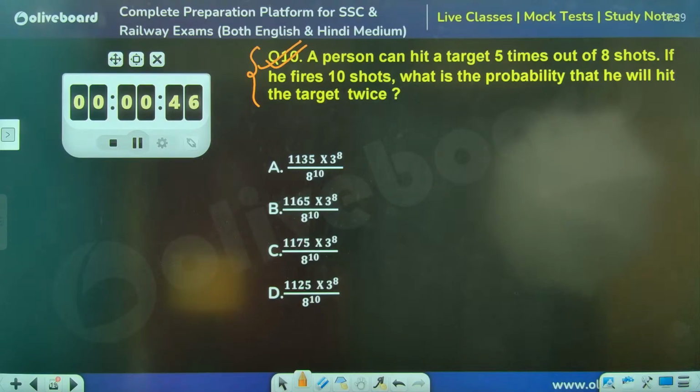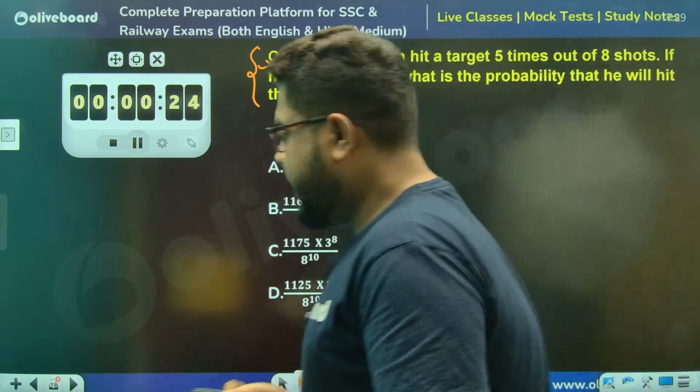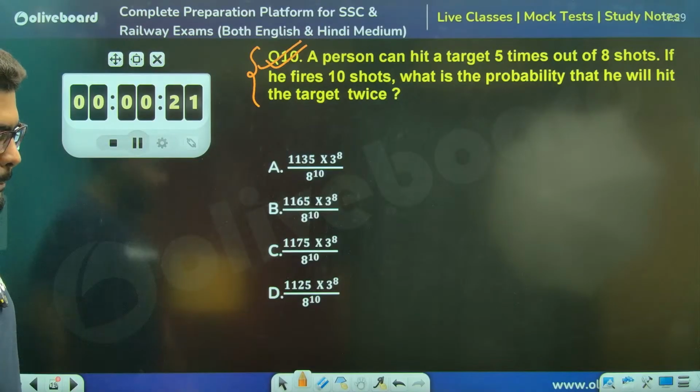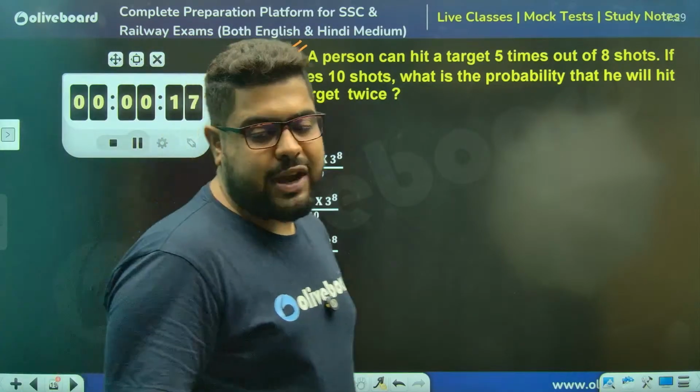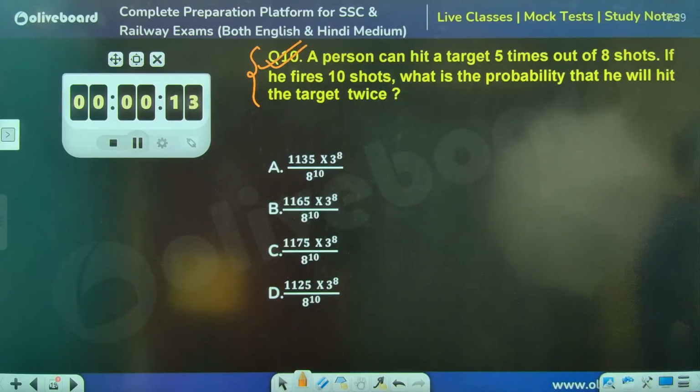Please try and solve. Quickly, everyone. Need answers. Yesterday also, in the live mock analysis session, I discussed a little bit about binomial distribution. If you have done that class, if you watched that recording as well, you will be able to solve this, if you understood. Chalo, answers?